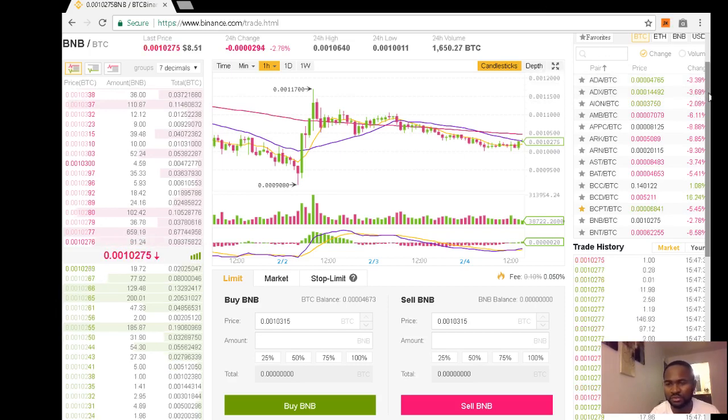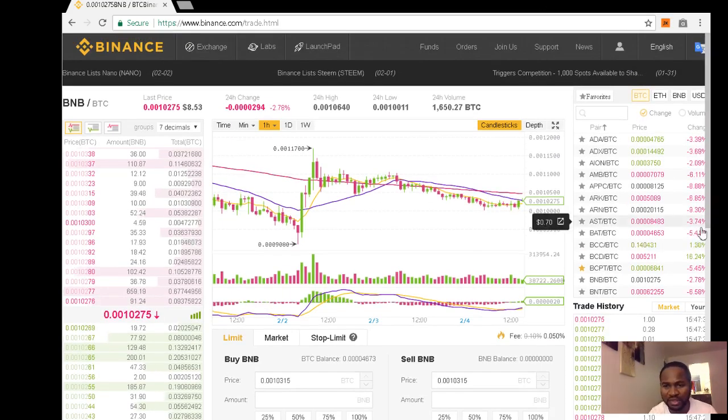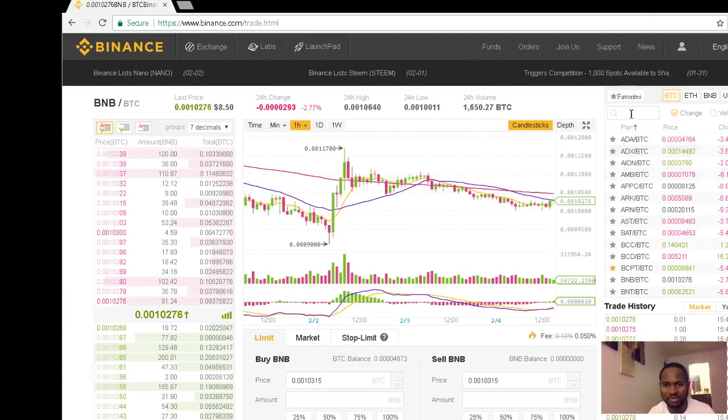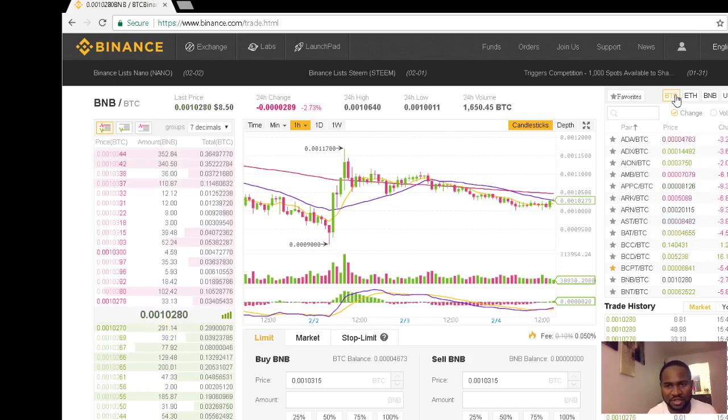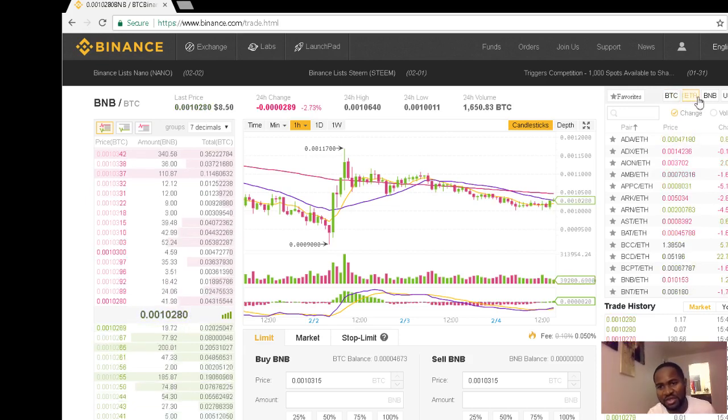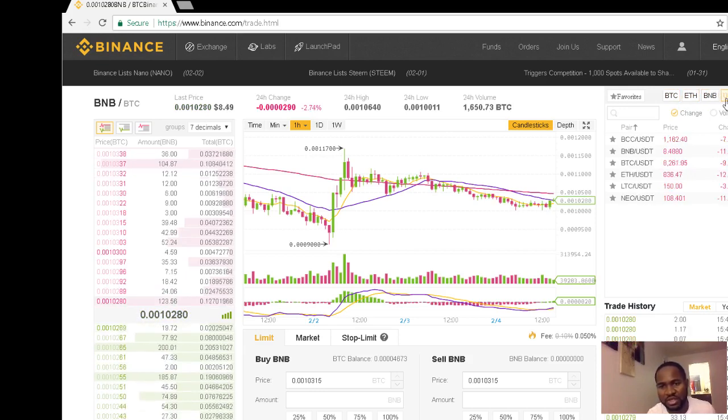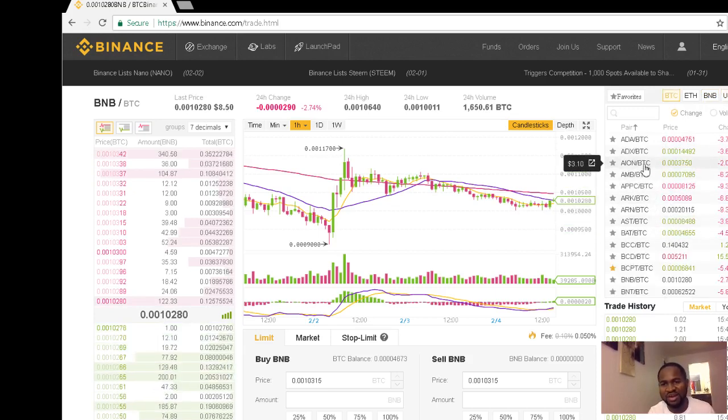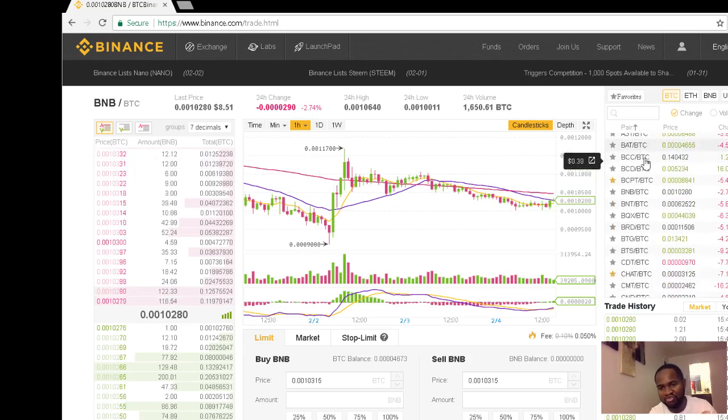Now one other thing I want to explain to you is how to select the currency. Because my root currency or my main currency is BTC, I click BTC. If my root currency was Ethereum, ETH, I'll click ETH. If my root currency was BNB, I'll click BNB. If my root currency was USDT, I'll click USDT. My root currency is BTC, so I'll just click BTC, and here you have listed all the currencies I can trade with BTC.